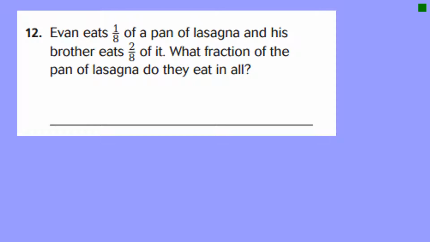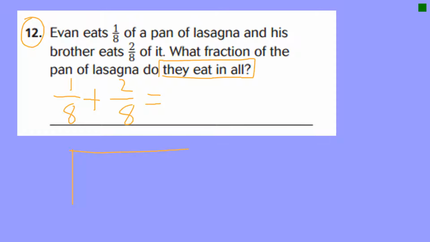Evan, now read it along with me here. Evan eats 1/8 of a pan of lasagna, and his brother eats 2/8 of it. What fraction of the pan of lasagna did they eat in all? So Evan ate 1/8. His brother ate 2/8. What do we do to find out what they ate in all? Yeah, we just add them together.